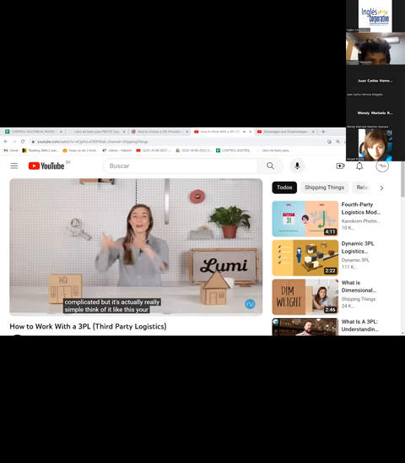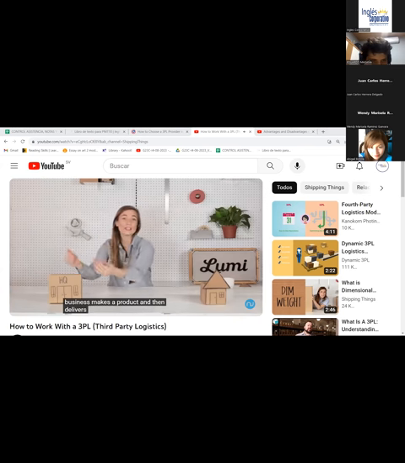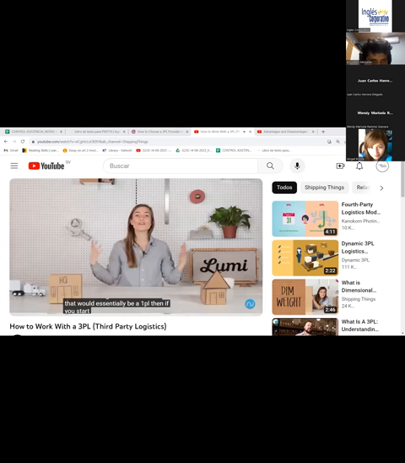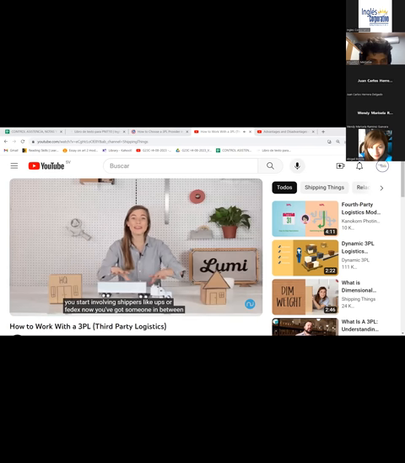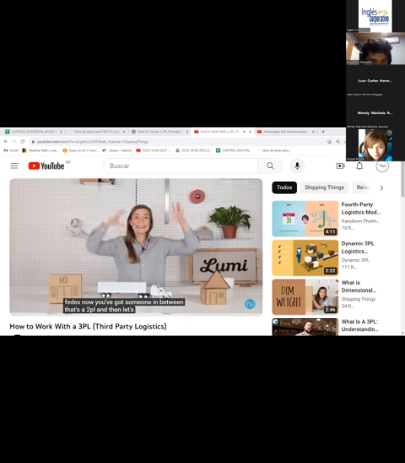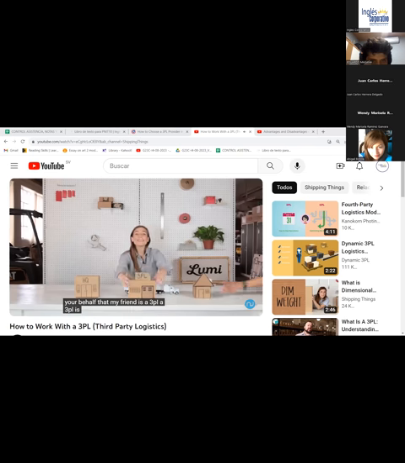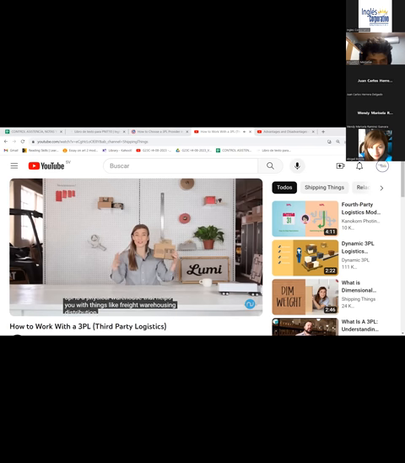Think of it like this. Your business makes a product and then delivers it straight to the customer. That would essentially be a 1PL. Then if you start involving shippers like UPS or FedEx, now you've got someone in between, that's a 2PL. And then let's say you supply a warehouse with your product, which then ships it on to the customer on your behalf. That, my friend, is a 3PL. A 3PL is a physical warehouse that helps you with things like freight, warehousing, distribution. And they can even be industry specific, like cold storage for food businesses.